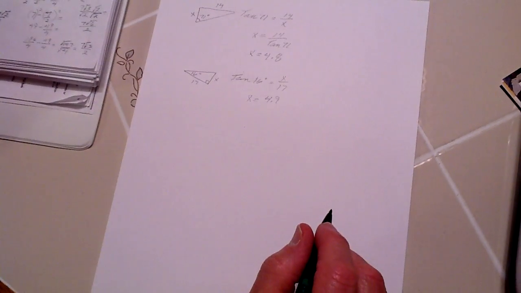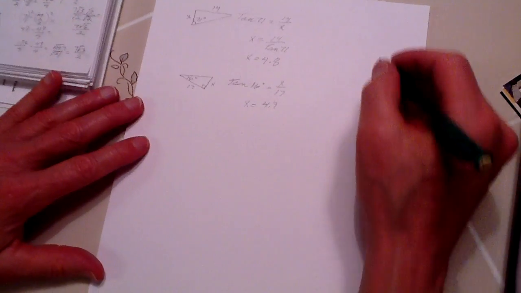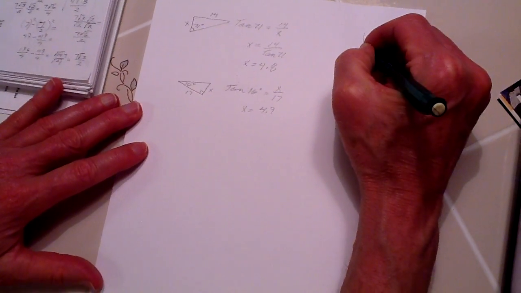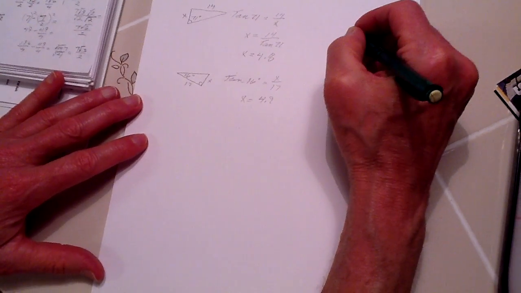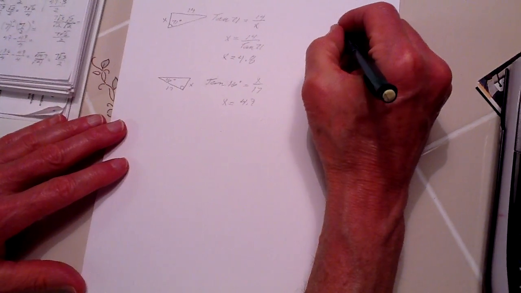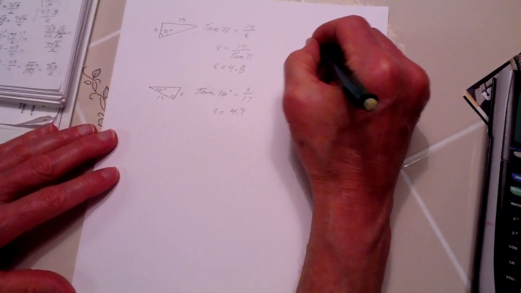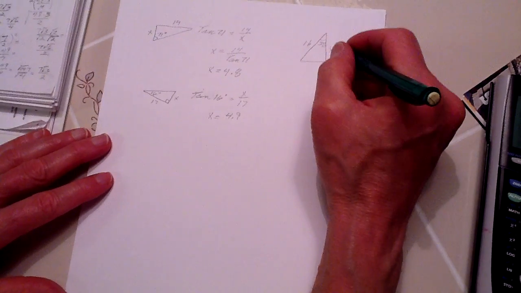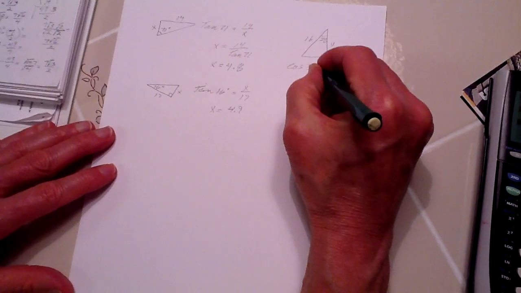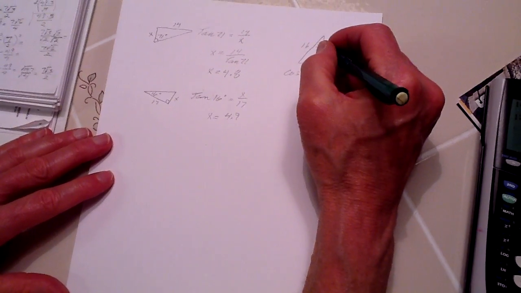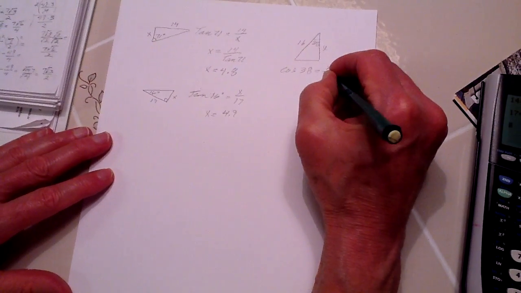And let me see if I can find one that has to do with a cosine. Here, let's try this guy over here. Put down here, over and down. And let's make this angle right here 38. And I have x and 16. Now, this right here, this is an adjacent, right? So I want to use cosine. Cosine 38 is going to equal, cosine is the adjacent over the hypotenuse, x over 16.